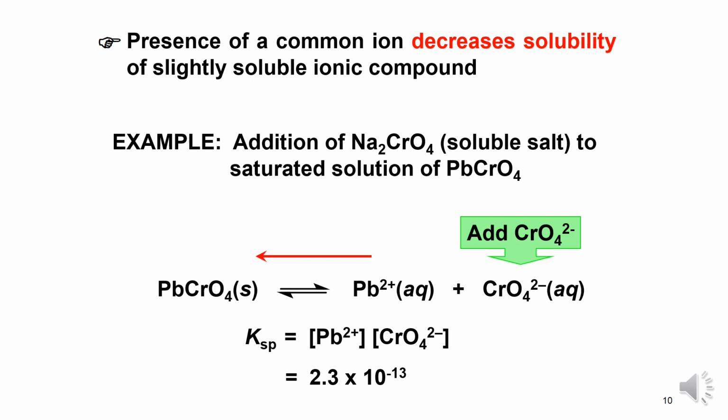So we add sodium chromate, Na2CrO4. That means the concentration of CrO4 2- ion will increase. The presence of the common ion will decrease the solubility. So the equilibrium will shift from right to left.